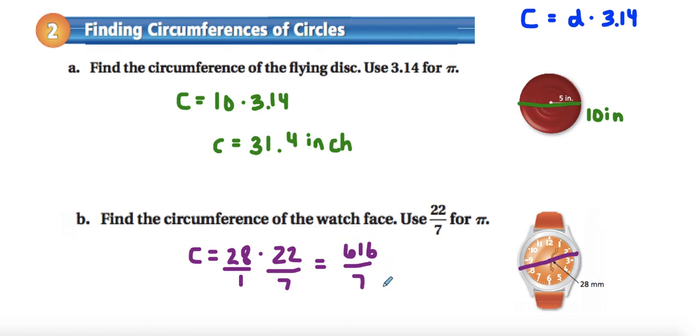And now I'm given an improper fraction, so I'm going to simplify. I'm going to divide 616 divided by 7, and I get 88. So my circumference for this shape is 88 millimeters.